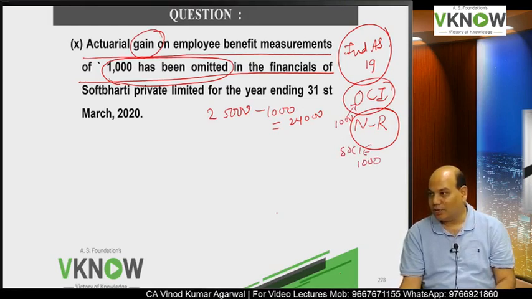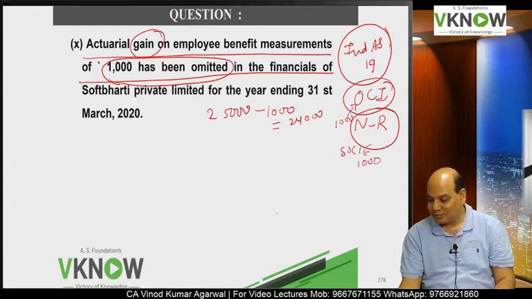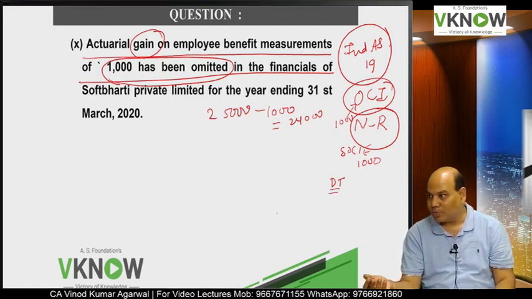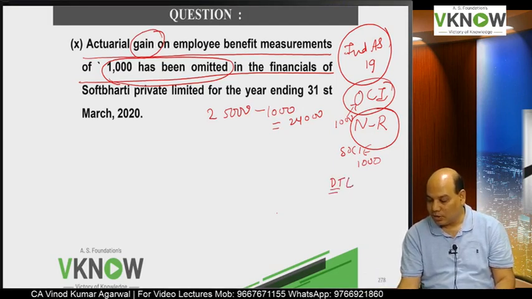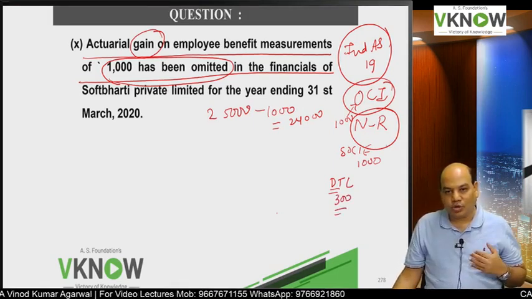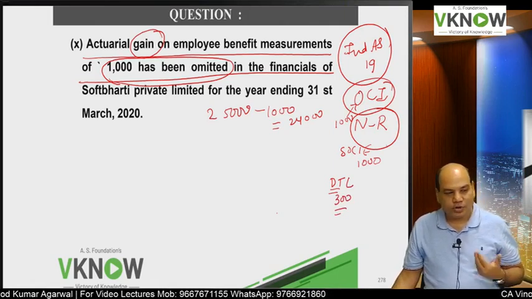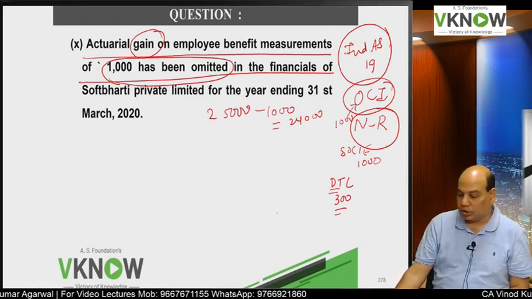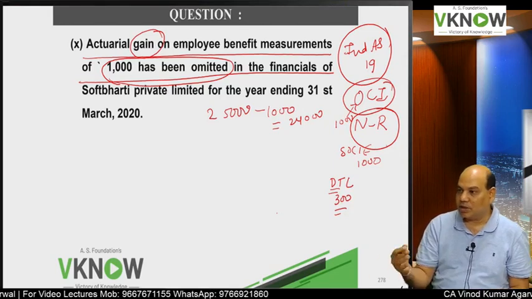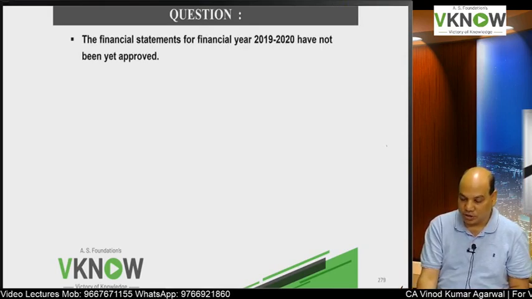But it will have a tax effect also. So we'll have to create a deferred tax asset or liability? You're having a gain but you're not paying tax. So it is a liability of 300 rupees. It's a gain but you're not paying tax, so it will give rise to a liability in future. Whenever that benefit is settled, you'll have to pay tax on that. So 300 rupees is the deferred tax implication.